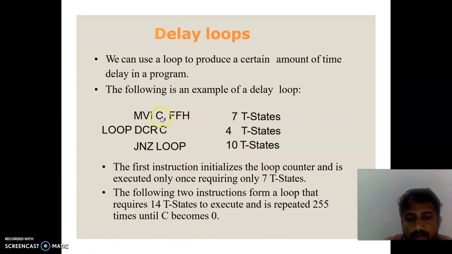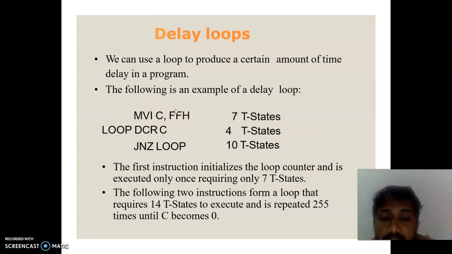So what we are doing is that we are loading the C register with what? FF. First of all, let's read out this instruction and what it means. Why have they written this instruction? Are they doing any process over here? We'll see. MVI C, FFH. So we are loading a constant value FF into the C register.